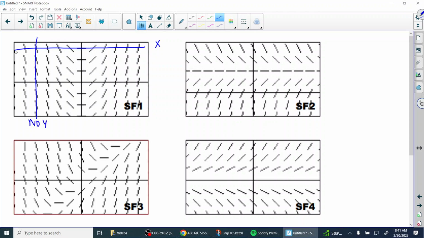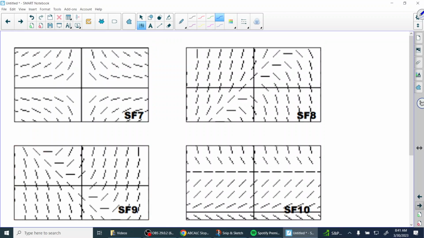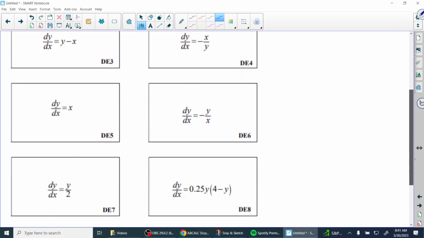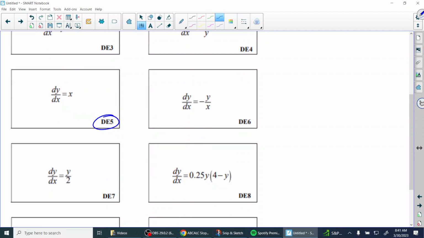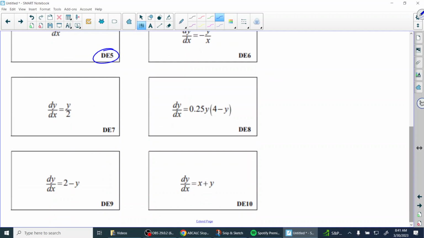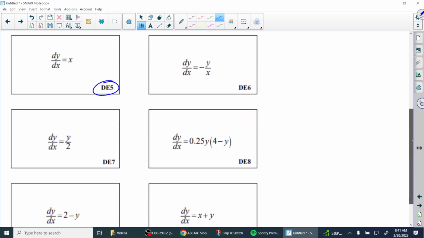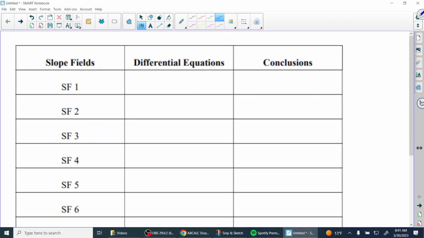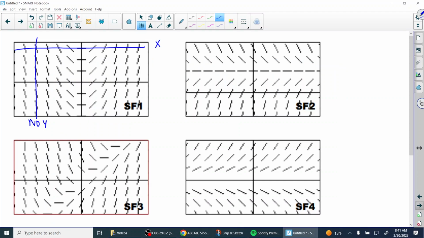So let's just click through real quick and make notes to ourselves. Which ones only have X's? That's what we're looking for. So there's 5. Is that it? Well, that makes our life easy. Can we do the next one? Yes. So this one, DE5, is going to be for slope field 1. So if you want to go to your little chart thing, you can put like 5 here. Okay? Beautiful. Great. Wonderful. That was easy.